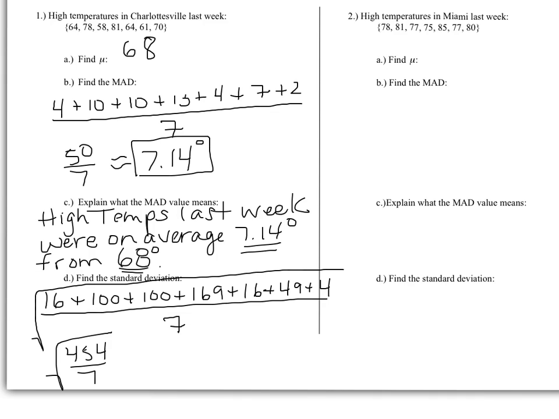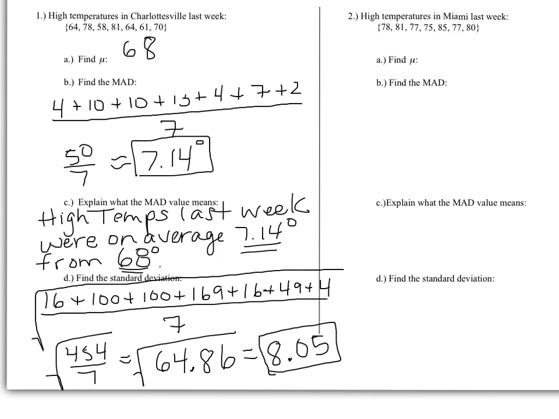Now we're going to estimate. I'm going to divide 454 by 7 first, and round to the hundredths place again. I'm going to get 64.86. If you've already done it and you rounded to a different number, that's fine. So 64.86 is what you get when you divide 454 by 7. Then we're going to find the square root of that number, and I got 8.05 rounded to the hundredths place. And that is your standard deviation.